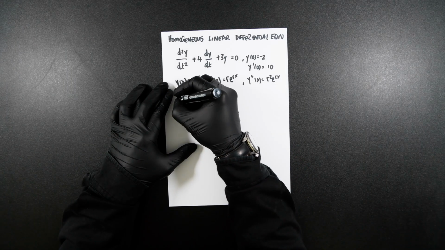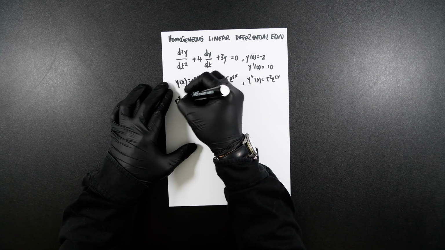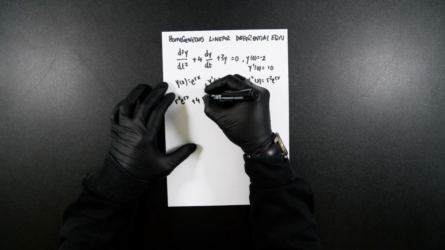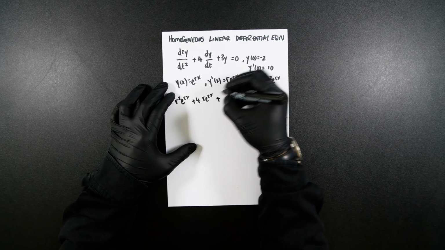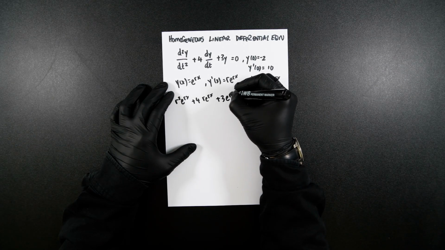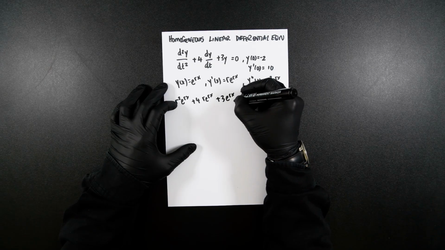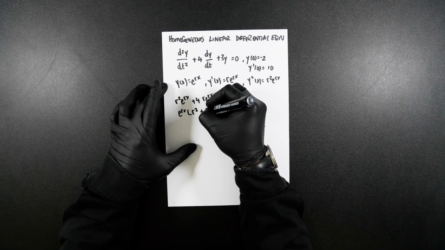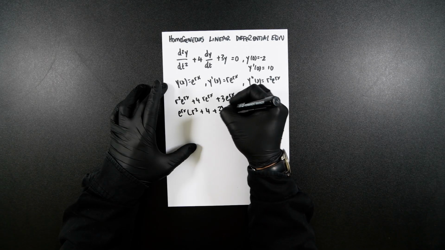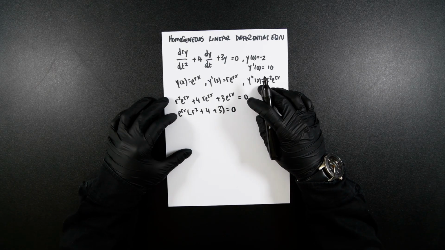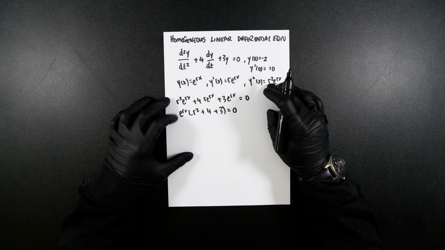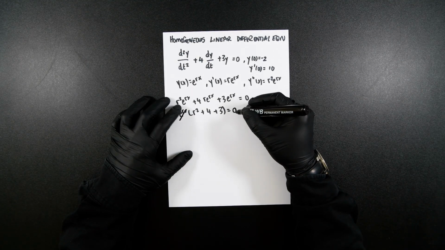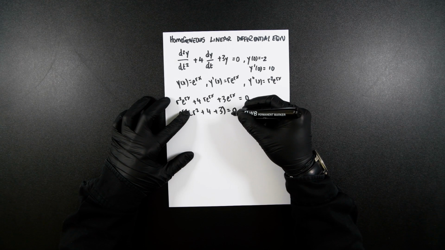So you're going to get r squared e to the rx plus 4 e to the rx plus 3 e to the rx, which equals 0. Let's now pull the e to the rx out, and you're going to get r squared plus 4r plus 3 equals 0. But now if we divide both sides by e to the rx, this will vanish, obviously. So that means we've got r squared plus 4r plus 3.